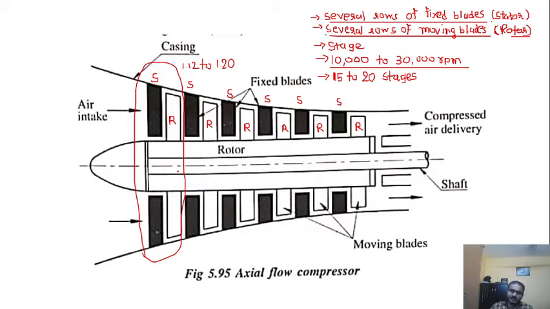So for that purpose, there is a provision of stator blades, which does a conversion of kinetic energy into pressure energy. So in that way, there is a conversion of kinetic to pressure energy in the stator blade. In this way, we are getting the pressure rise throughout the axial flow compressor.